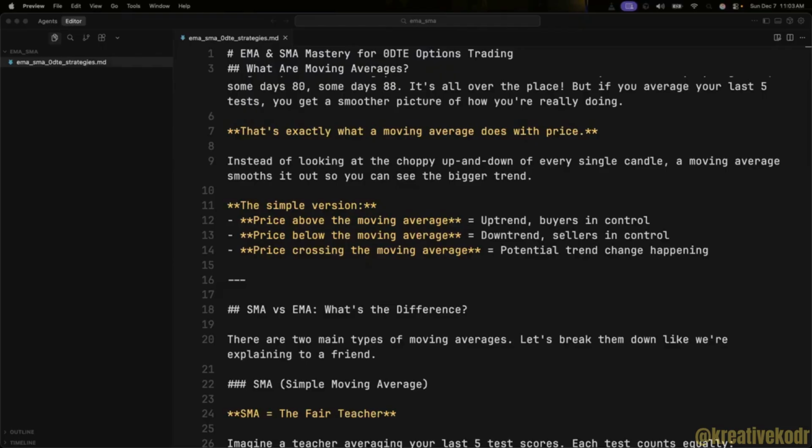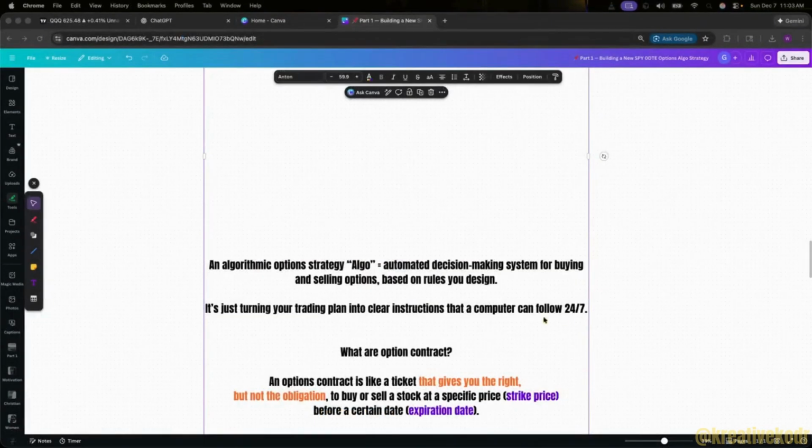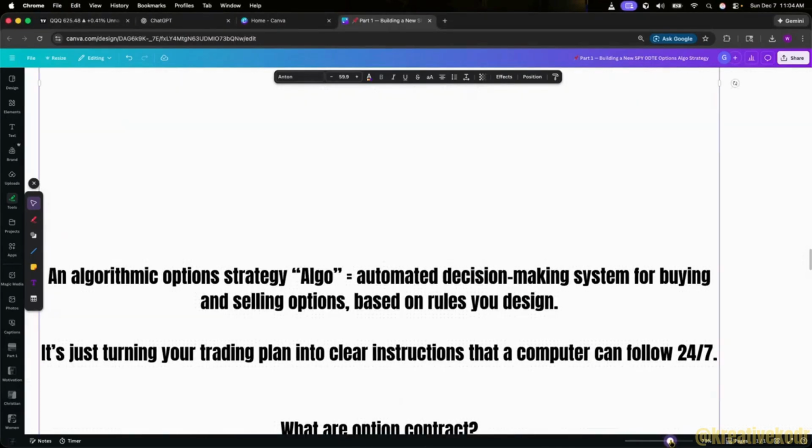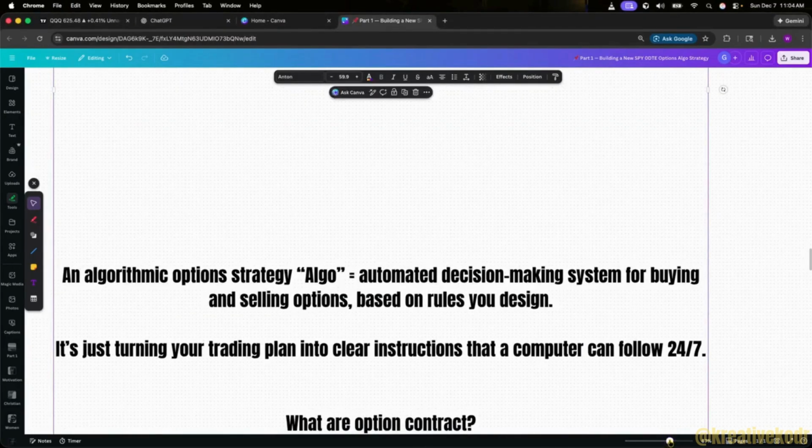Now, there's always a question too, and let's go to our whiteboard real quick. What is an algorithm? And I'm going to come back to an EMA, and I think this will really help us break it down. Oh, let me zoom that in so you can really see. My fault. So what is an algo, or an algorithmic option strategy? It's an automated decision-making system for buying and selling options based on the rules that we design.